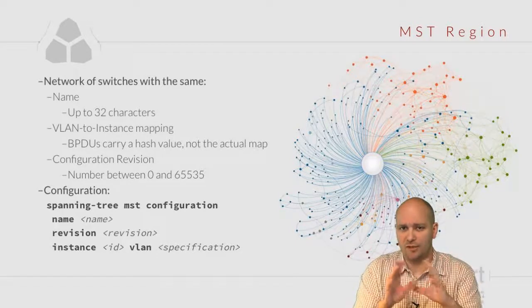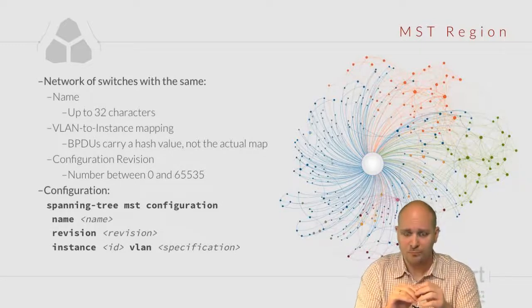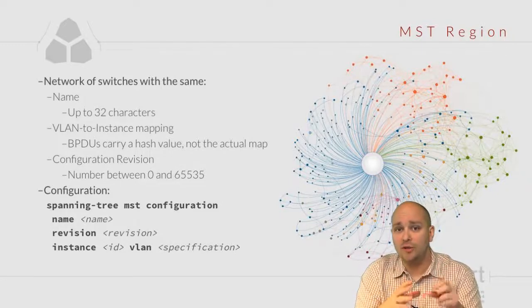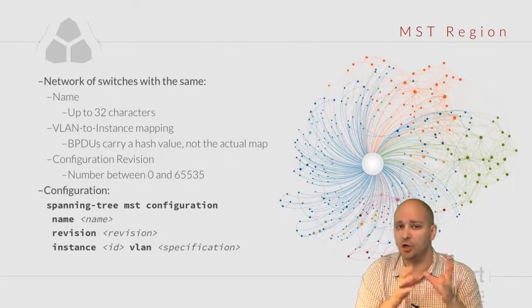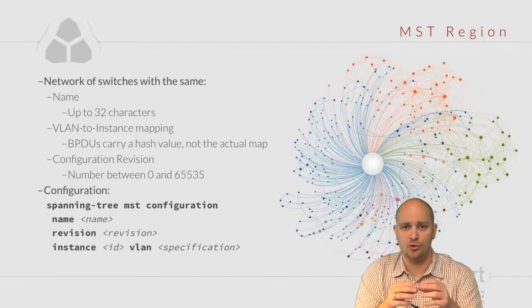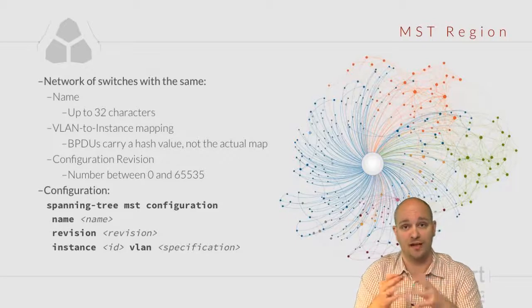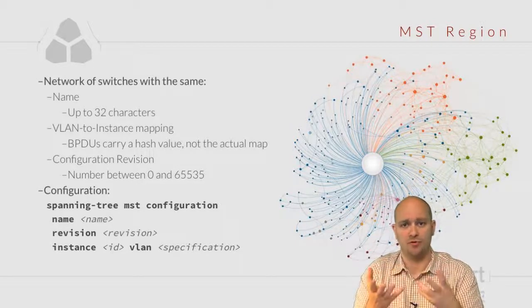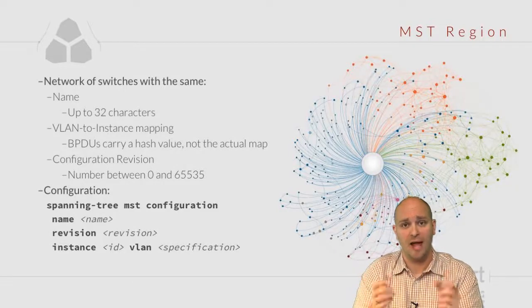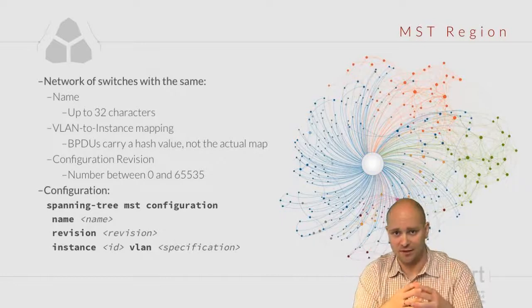Now, the important thing to understand here is that MST BPDUs, which I'm going to talk about in a moment, don't actually carry this VLAN to instance mapping. What we are going to observe in the BPDUs is a hash value that is computed based on the local value of the instance to VLAN mapping, or VLAN to instance mapping. When BPDUs are received, these hash values are compared, and the switches know whether the value is the same or not.